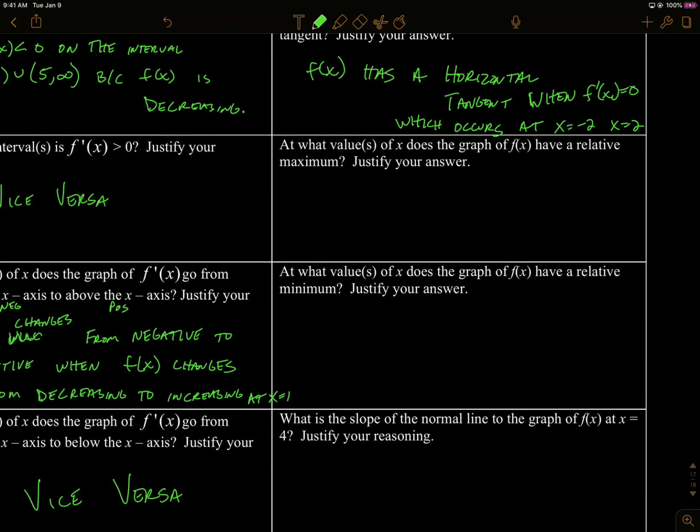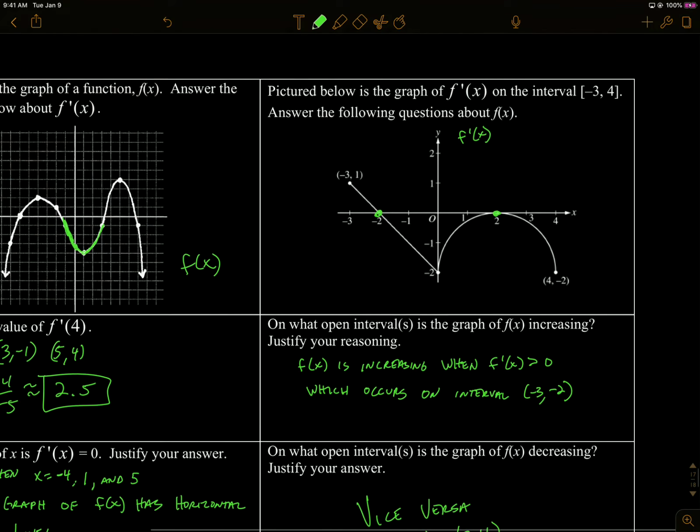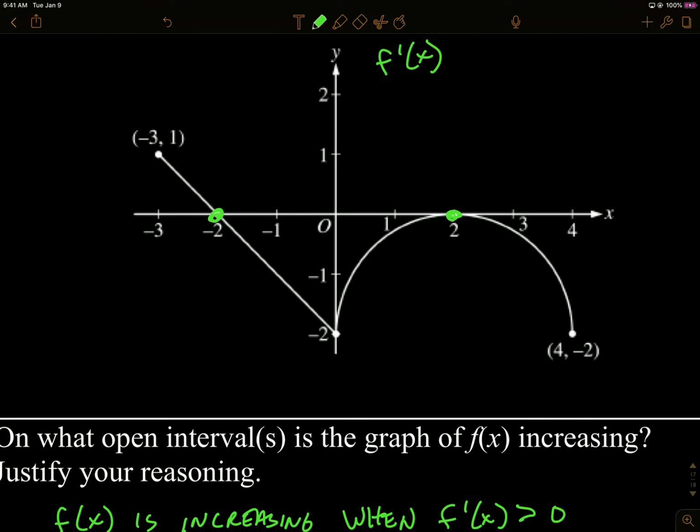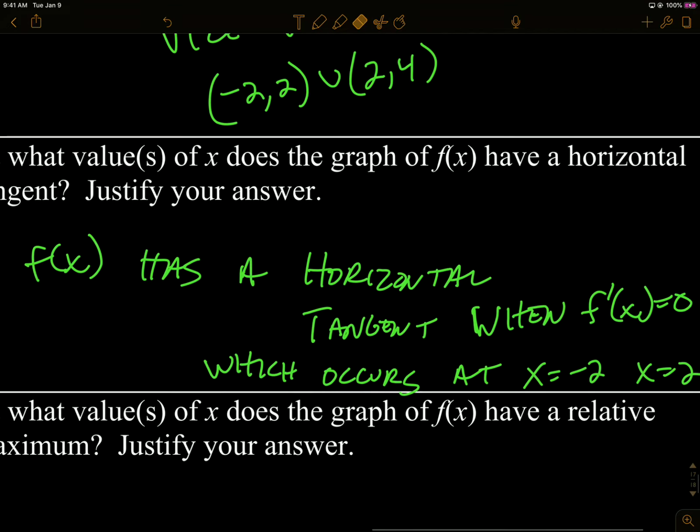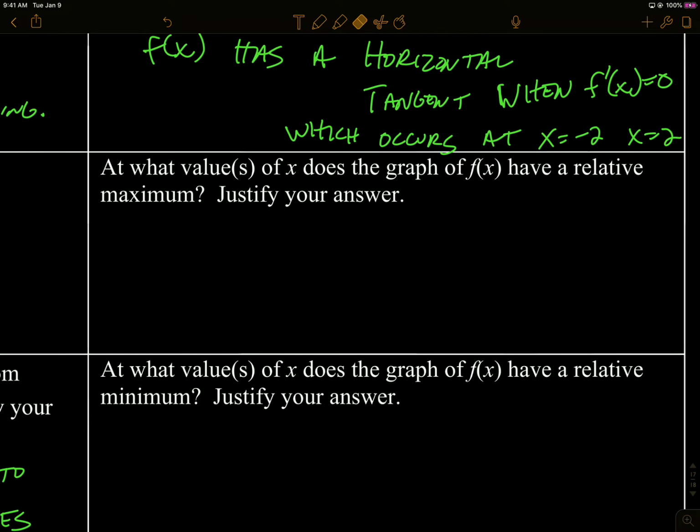At what values of x does the graph have a relative maximum? Justify your answer. A maximum is where the derivative equals 0, potentially, but it also has to switch. The derivative has to, I can't say it, no pronouns. The derivative has to switch from positive to negative, and then that means the original function would have switched from increasing to decreasing, which is a maximum.